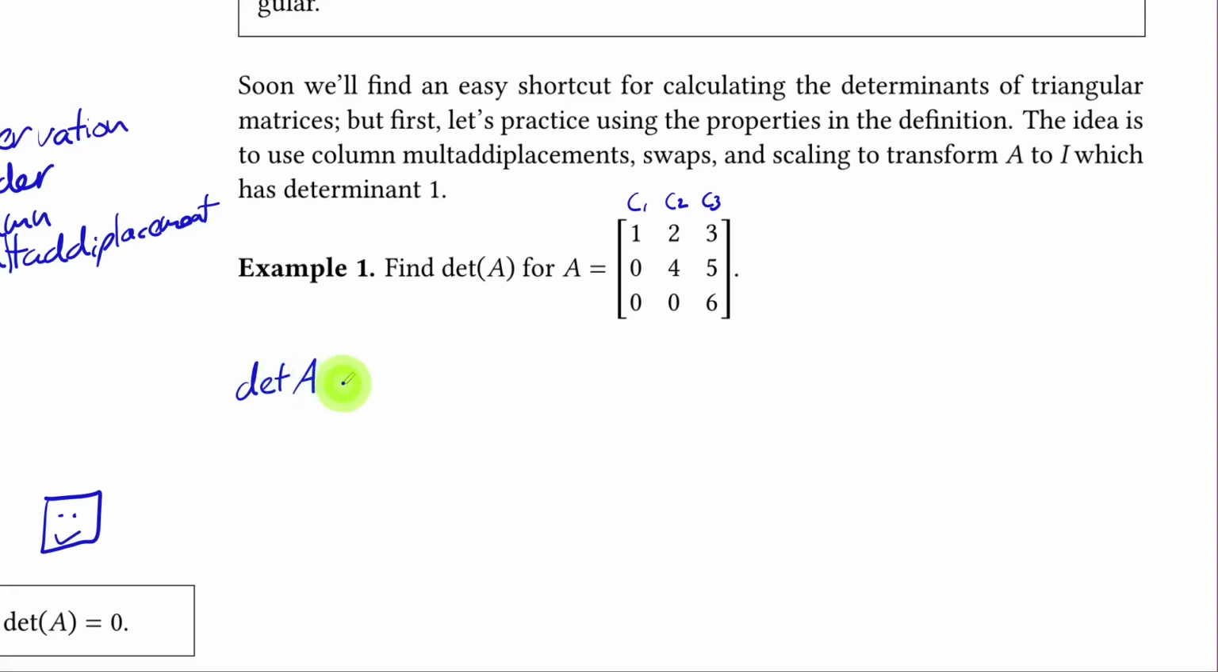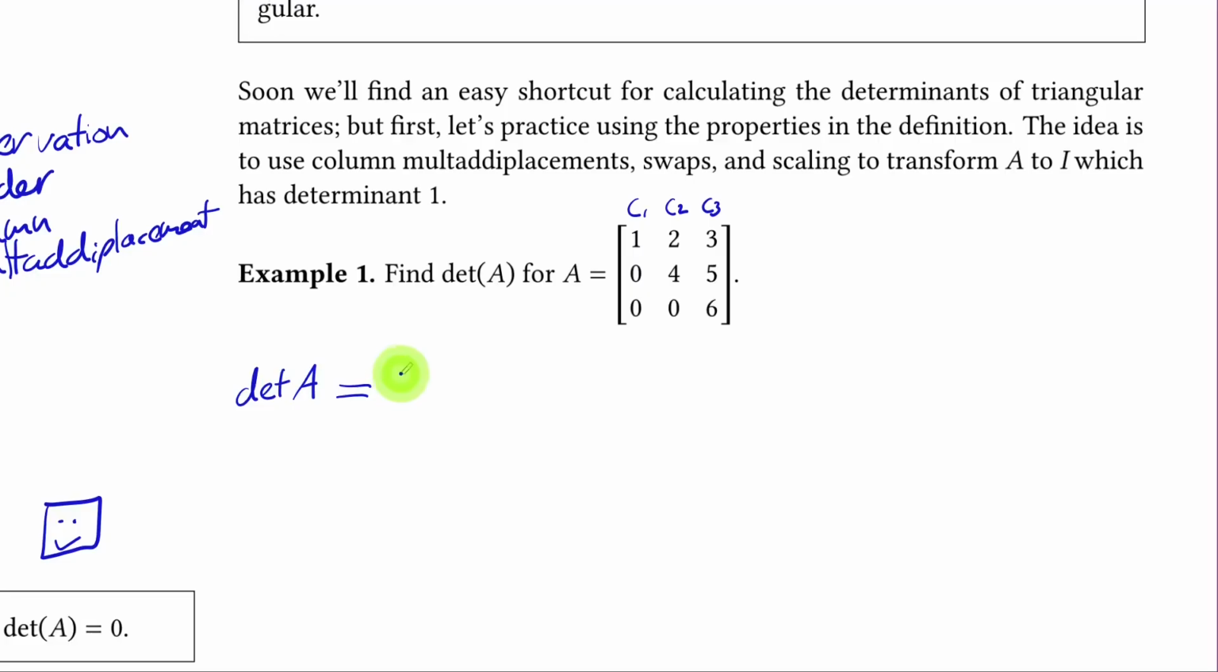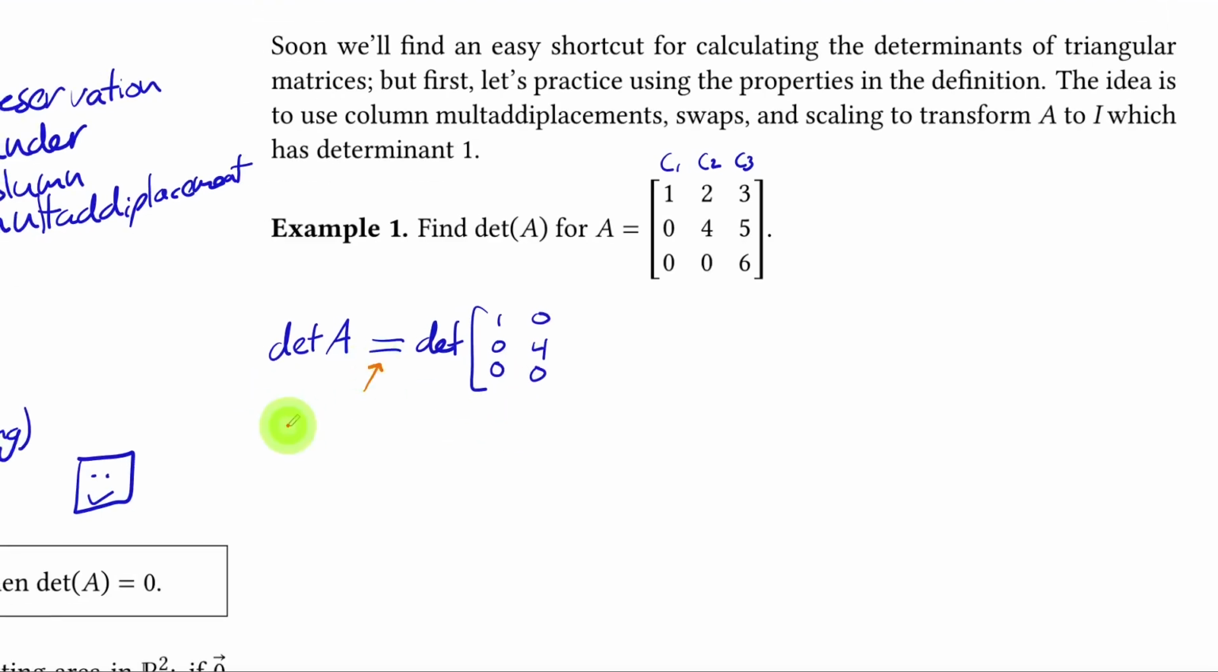So first, the determinant of A using column multi-placements is going to be equal to the determinant of the matrix, where the new column 2 is going to be the result of doing -2 times column 1 plus column 2. So that will give you -2 plus 2 here, which is 0. -2 times 0 plus 4, and -2 times 0 plus 0. And in the same step, let's also do -3 times column 1 plus column 3 to replace column 3 here. Get rid of that 3.